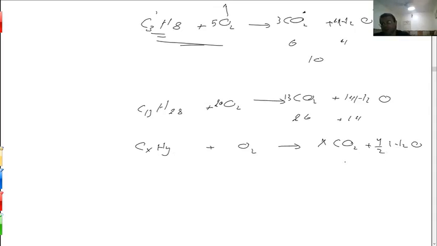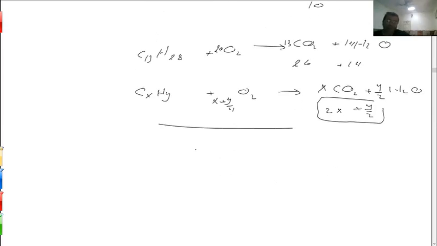Let's count the oxygen on this side. X times 2 gives you 2X. Y over 2 times 1 gives you Y over 2. But this is the number of oxygen atoms on the right-hand side; divided by 2 gives you X plus Y over 4. The equation is already balanced.